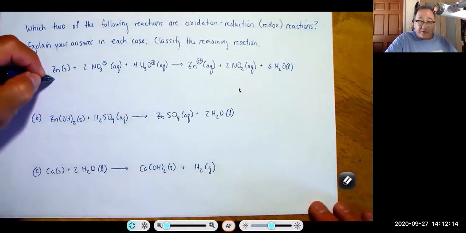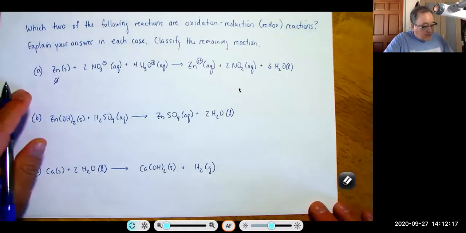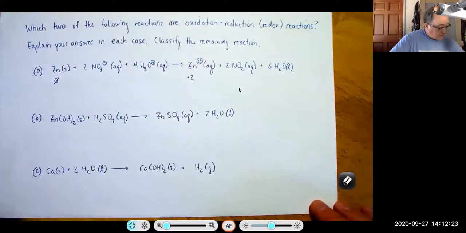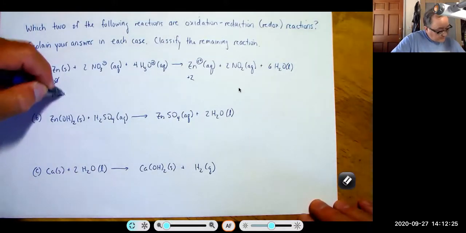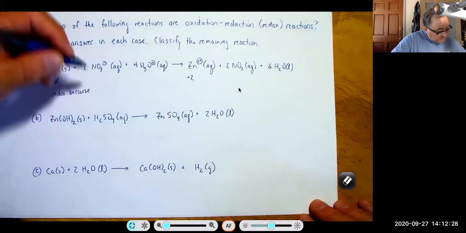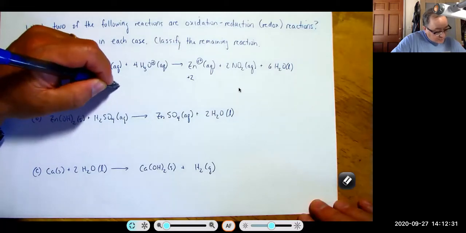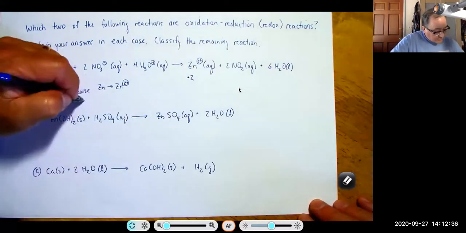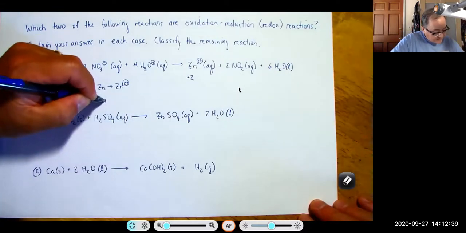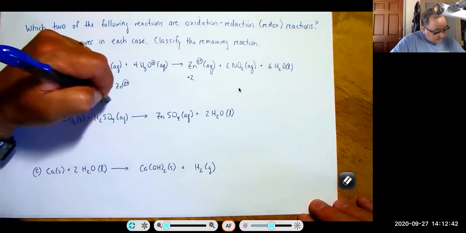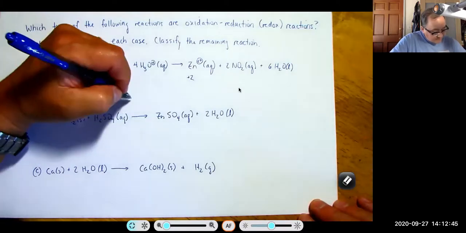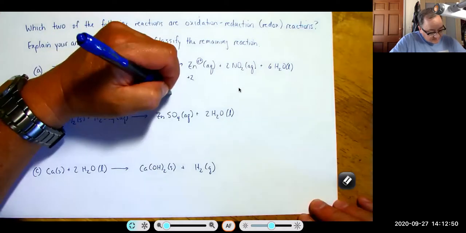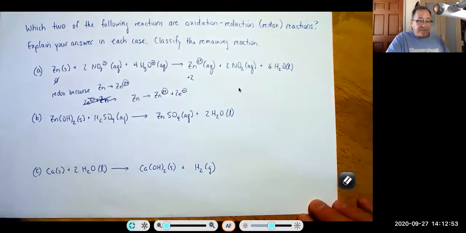What's the oxidation number of pure zinc? 0. How about zinc with a +2 charge? +2. This is a redox, because we have zinc turn into zinc 2+. And the only way this works is if zinc loses 2 electrons. So this is a redox.